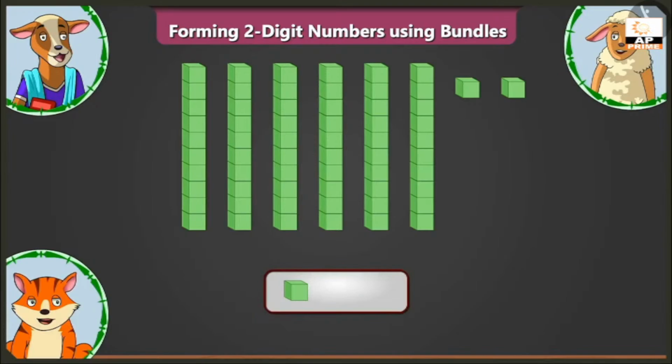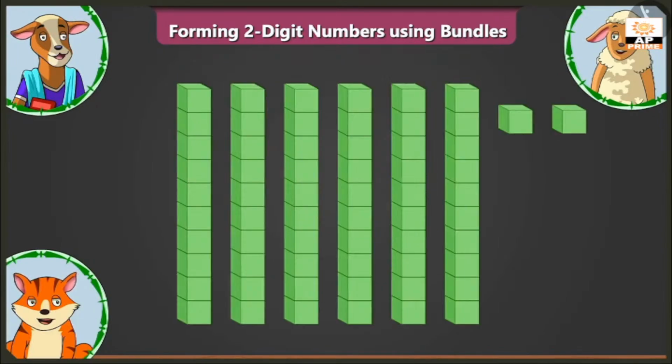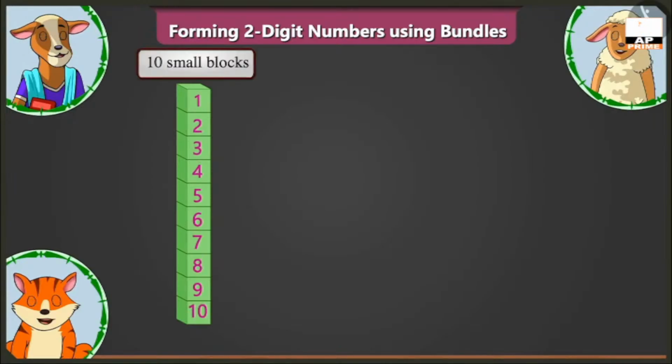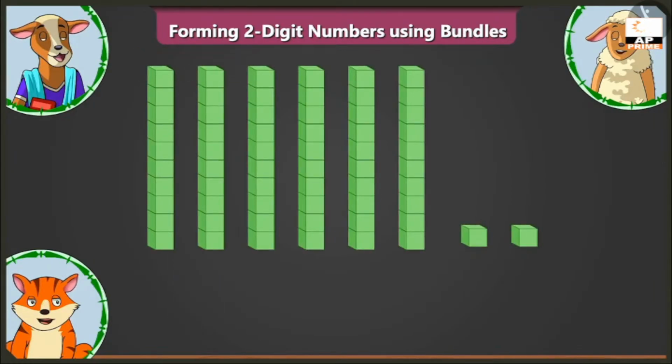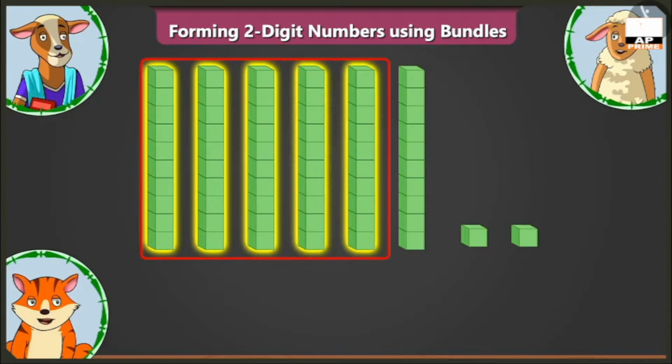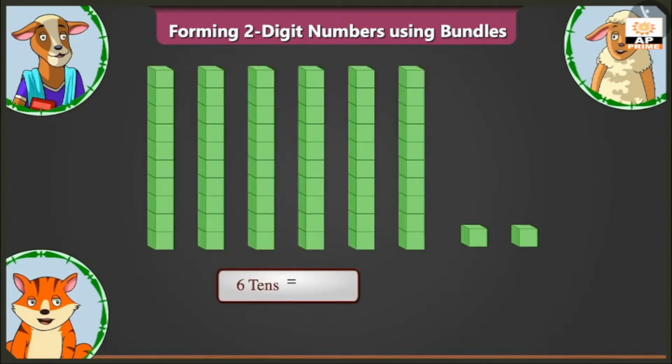Look, Billy, here we have to count one small block as 1. Now tell me, what number do all these blocks represent? Here in the first big block, there are 1, 2, 3, 4, 5, 6, 7, 8, 9 and 10 small blocks. Means there is 1 tens. Well done, Billy. Similarly, there are 1, 2, 3, 4, 5 and 6 groups of 10 blocks each.